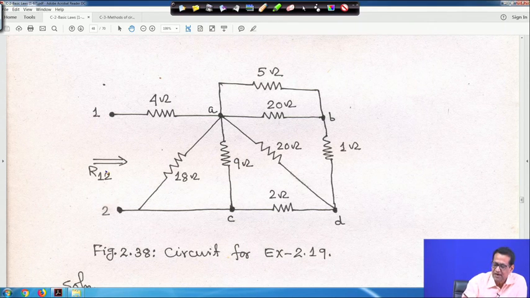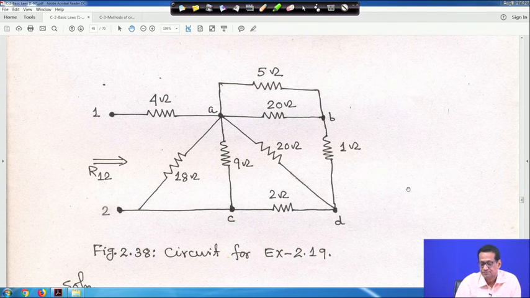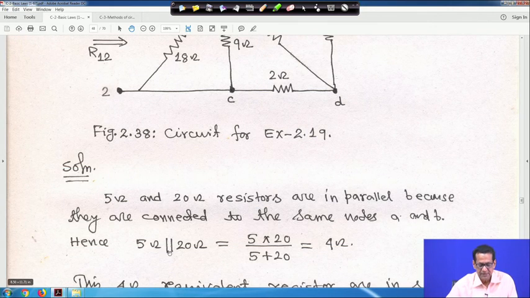Look at the circuit, that 5 and 20, these two are in parallel, because they are connected across the same terminals A and B, right. So the equivalent of 5 and 20 in parallel is 5 into 20 upon 5 plus 20, so 4 ohm, right.